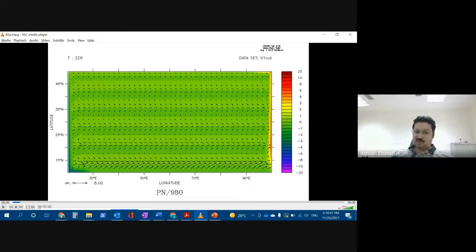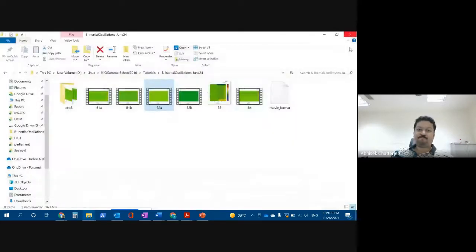If you go to the southern ocean, what will happen? It will behave in a similar way, but the rotation will be anti-clockwise. Okay, rotation will be anti-clockwise. In the northern hemisphere, it is clockwise. In the southern hemisphere, it will be anti-clockwise. Okay, so this is how the inertial motion behaves.